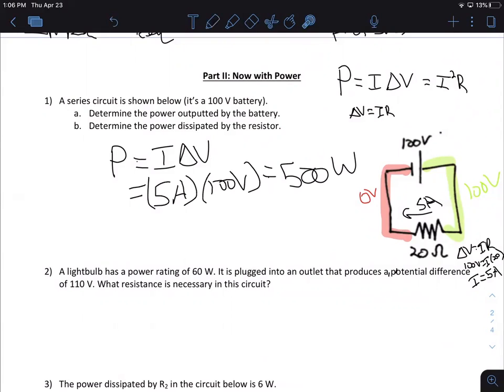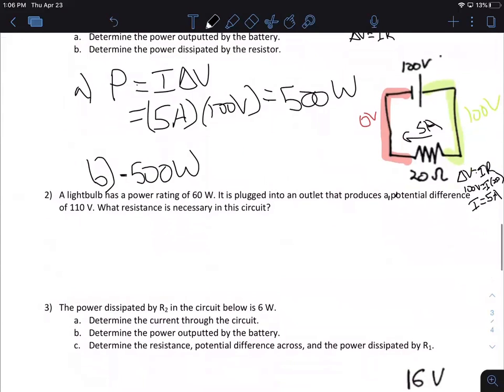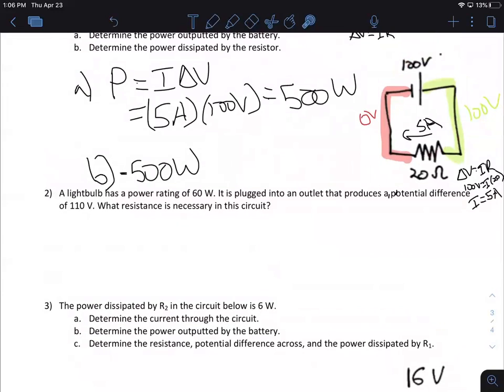Determine the power dissipated by the resistor. Conservation of energy tells me the battery is adding 500. I only have one resistor, and that resistor has to be taking away, dissipating 500. So B. Technically it would be negative 500, I guess you could say, if the system is the whole circuit. It's taking away 500 watts, 500 joules every second, from this system.